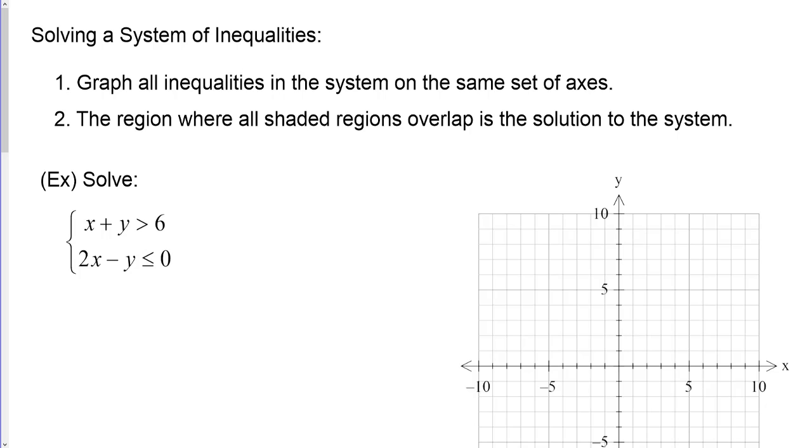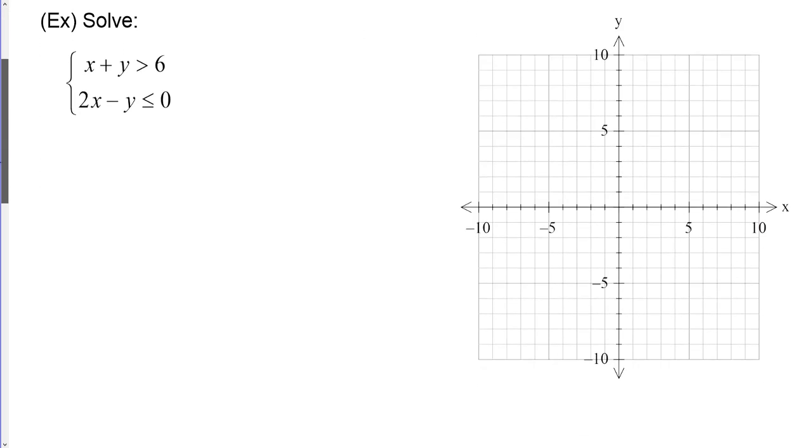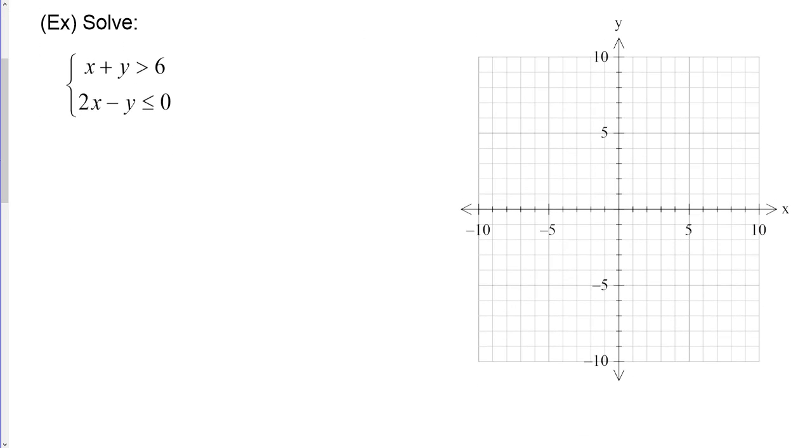What we're interested in this section are systems of inequalities. In order to solve a system of inequalities, I need to first graph all inequalities in the system on the same set of axes. Then the region where all shaded regions overlap is the solution to the system. So for example, I want to solve the system x plus y is greater than 6 and 2x minus y is less than or equal to 0.